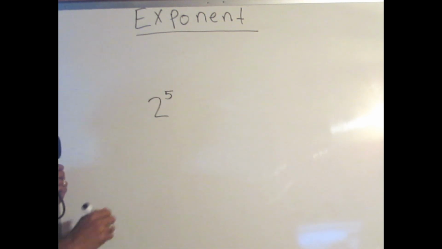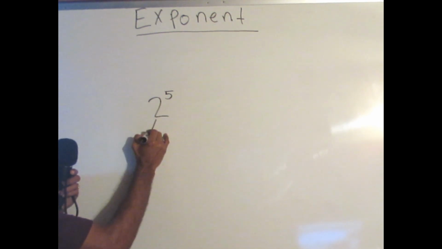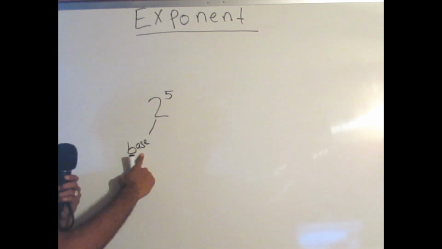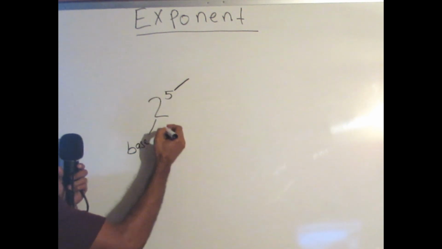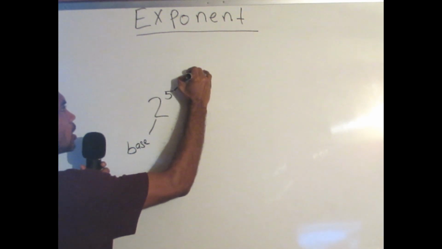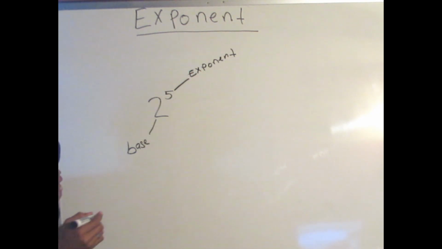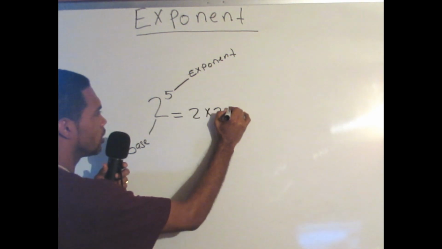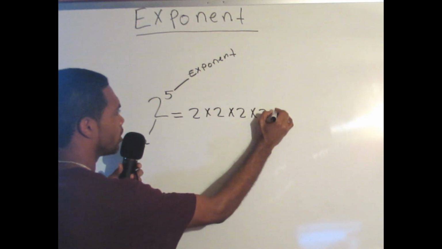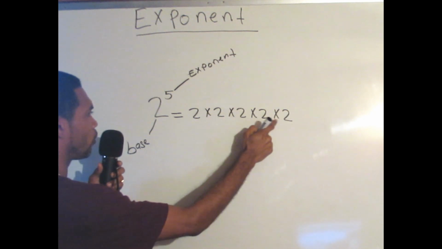Okay, let's do another example. Let's say they gave us a problem and they say solve 2 to the 5th power. Remember, 2 is the base. So 2 is the number that will go into itself. And your exponent tells you how many times 2 will go into itself. So 5 is your exponent. Okay, and 2 to the 5th power is 2 times 2 times 2 times 2 times 2. So 2 will go into itself 5 times. So 1, 2, 3, 4, 5.